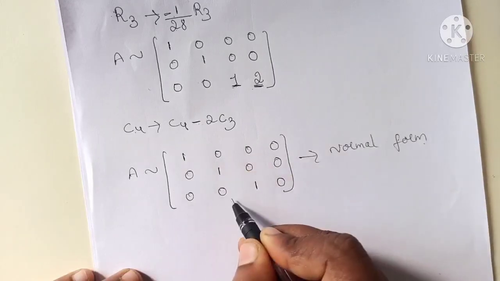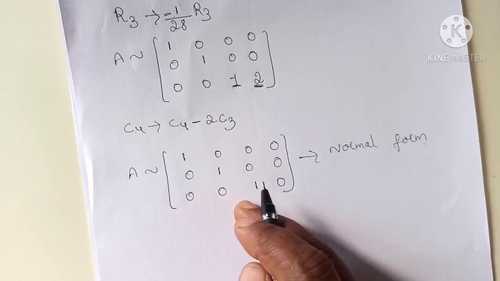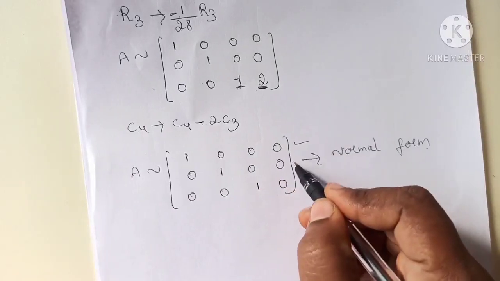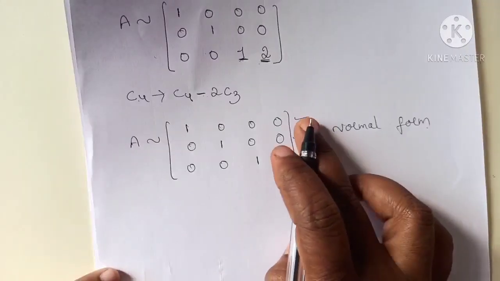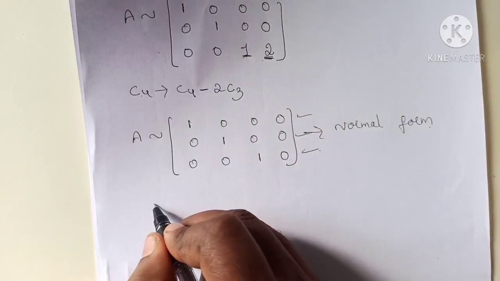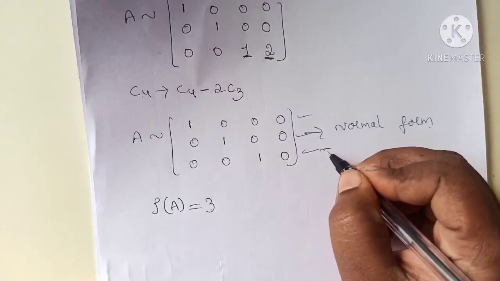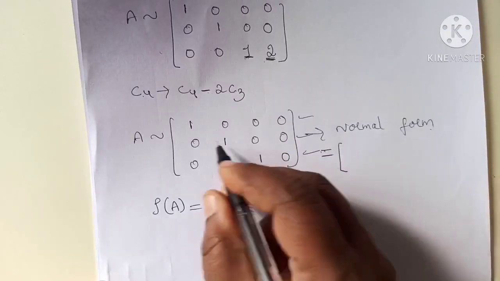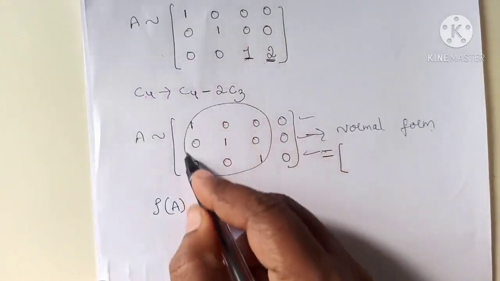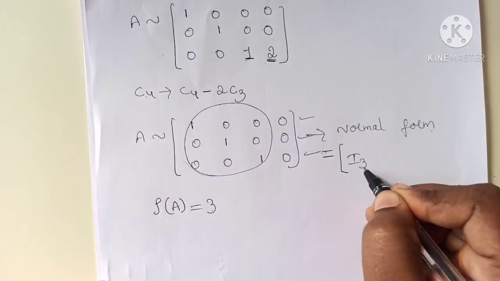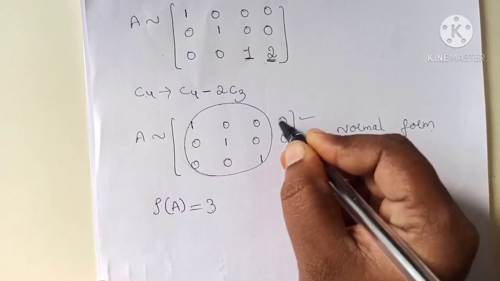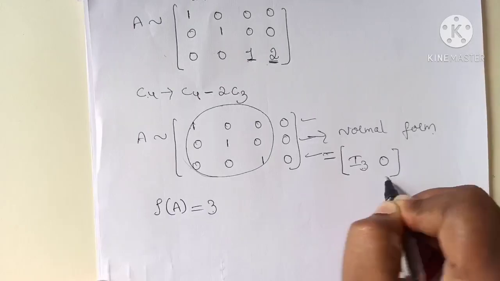So it has an identity matrix of order 3, or you can count the non-zero rows. Here it has 3 non-zero rows, therefore the rank of A equals 3. So the normal form is the identity matrix of order 3 and the rest of the columns equal to 0. Okay.